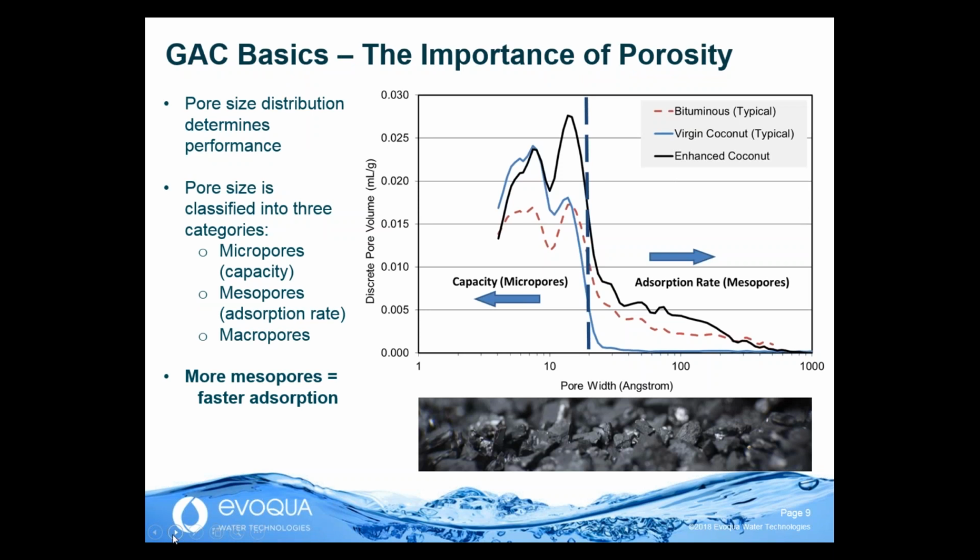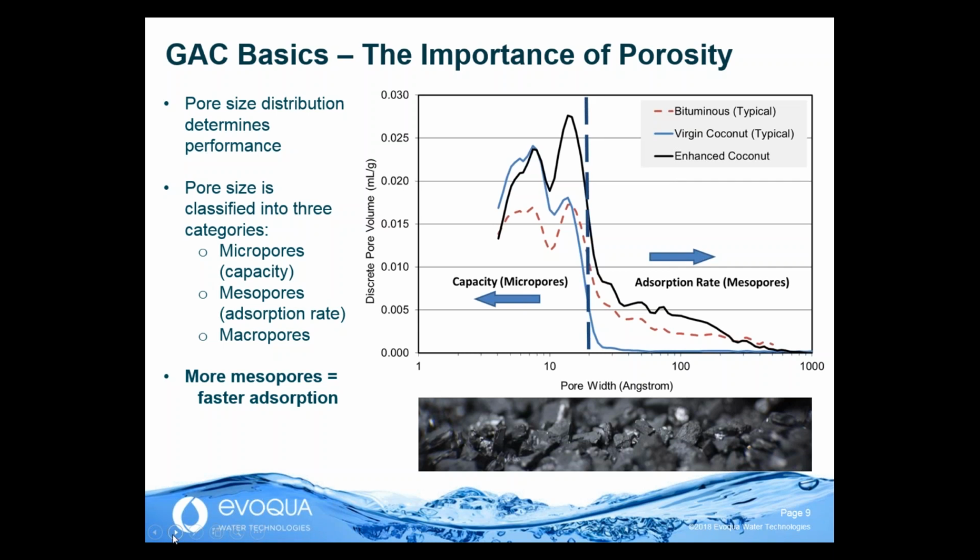So to further illustrate the importance of porosity, let's take a look at the graph on the right. The graph compares three different types of carbons: bituminous, virgin coconut, and enhanced coconut in regards to their relative porosity. The left-hand side of the screen shows the relative amount of micropores, or the smallest pores, and the right-hand side shows the relative amount of mesopores, or the medium-sized pores. Ideally, a carbon with high performance would have a good balance of both of these.